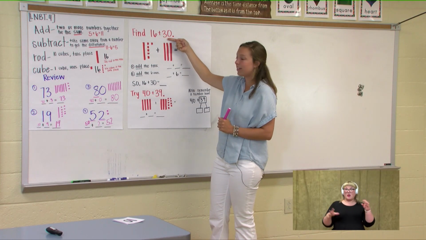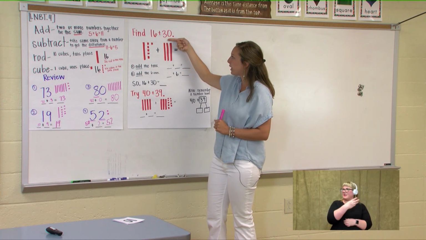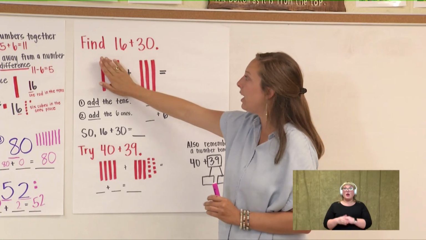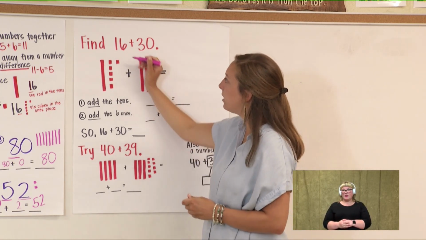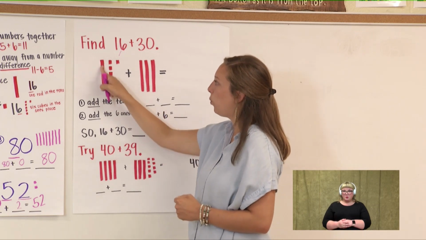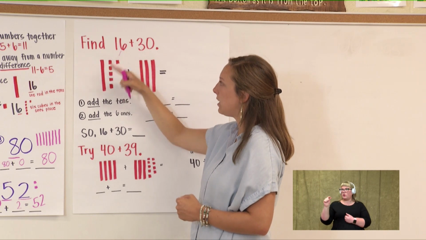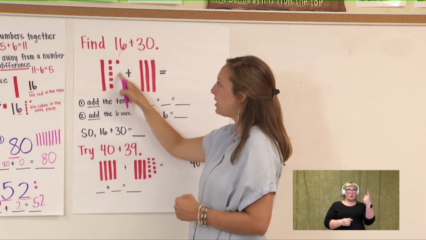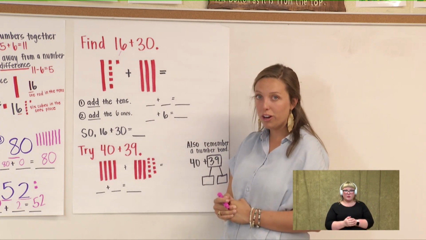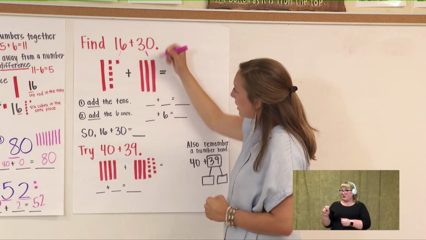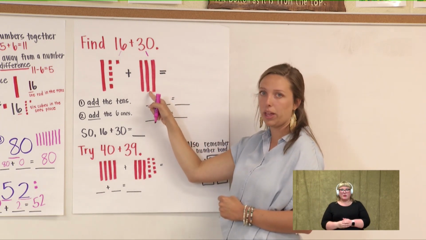16 plus 30. We're going to do it together. I went ahead and drew it out. For 16, I have 1 rod and 6 cubes to represent 16. The 1 in the tens place and the 6 in the ones place. For 30, I represented it with the 3 rods to represent the 3 in the tens place.